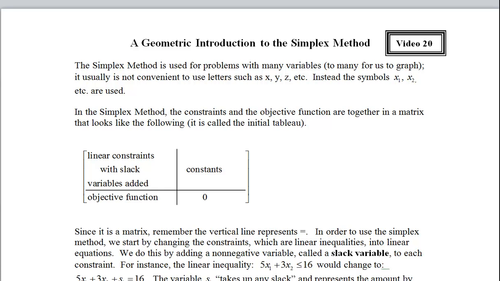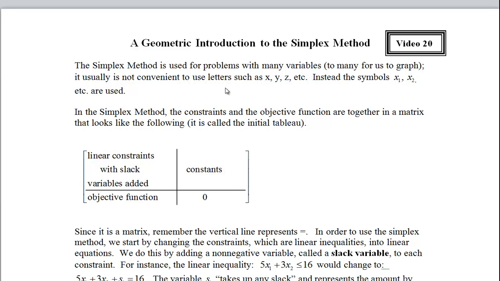Now we're going to look at the geometric introduction to the simplex method. This sort of puts together everything that we've done up to this point in time. We don't go and graph the linear inequalities or the objective function, but we sort of, in a way, put them into a matrix. So we do get back to a quote-unquote type of Gauss-Jordan.